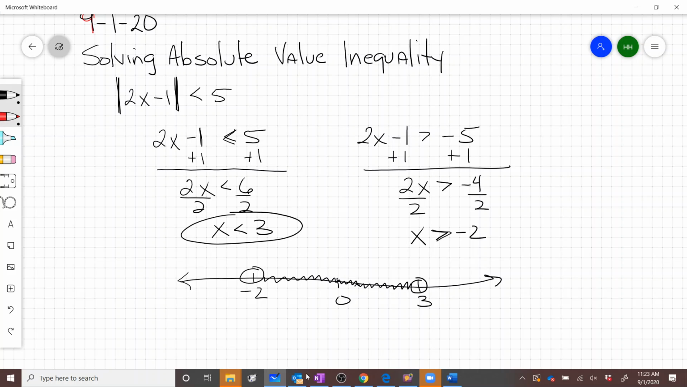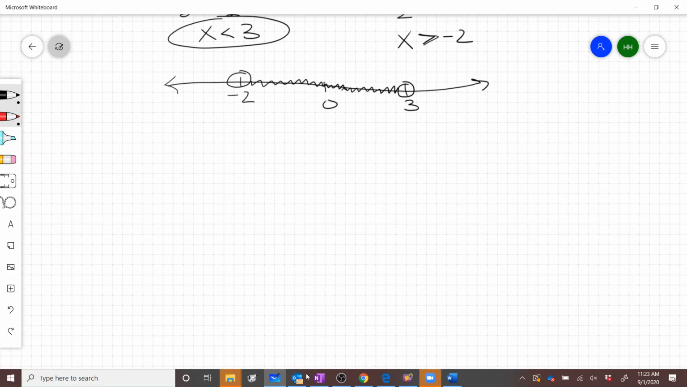Got it? Now, this isn't hard stuff, but it's stuff that you just have to be careful. Alright, the absolute value symbol's by itself, so we drop it and rewrite it. So we got 3x minus 4 less than or equal to 8. And then when we rewrite it the second time, it's 3x minus 4 greater than or equal to negative 8.